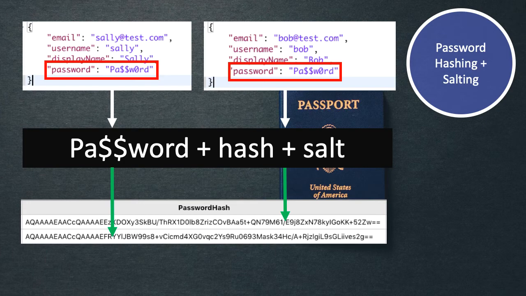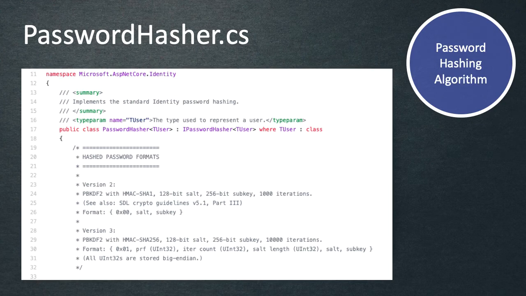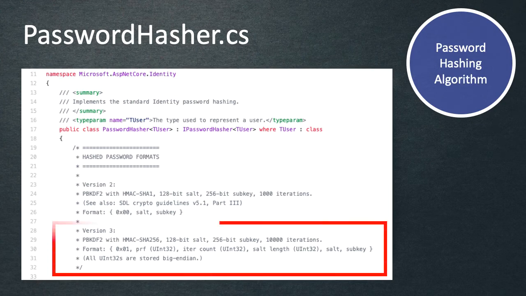And if we take a look at the class that's responsible for hashing our password, then we get a description about the algorithm that's used to hash the password before it's stored in a database. And in this case, it's using HMAC SHA-256 with a 128-bit salt and a 256-bit subkey with 10,000 iterations. And basically, this means it's pretty well hashed.